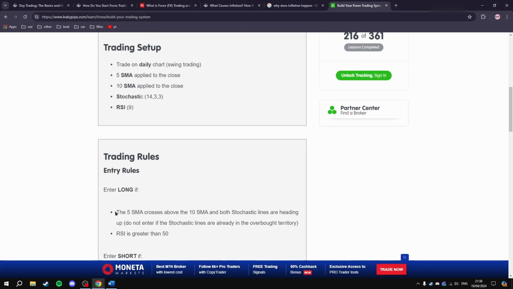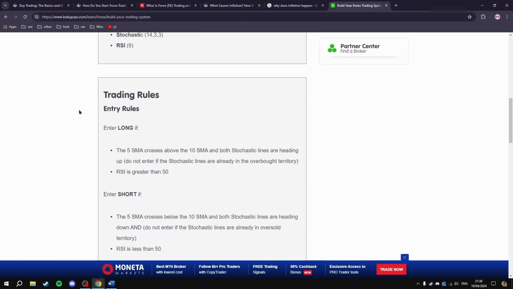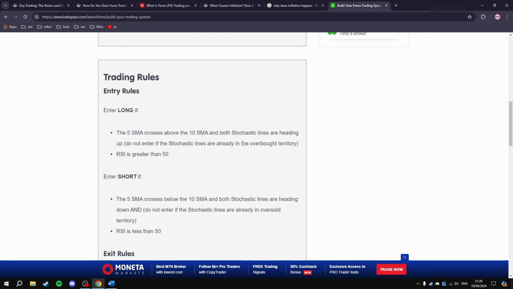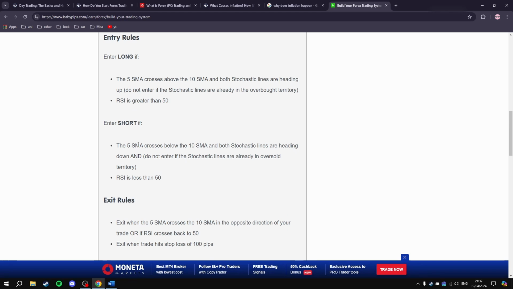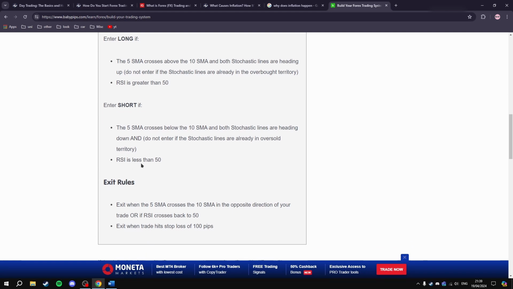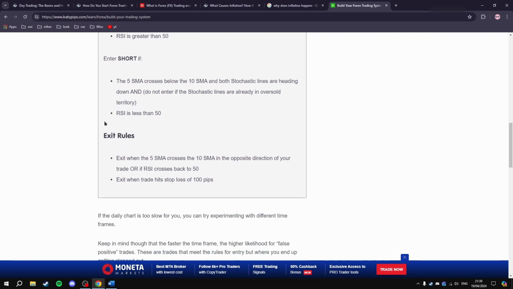Define entries and exits. Trading rules. Entry rules. Enter long if the 5 simple moving average crosses above the 10 simple moving average and both stochastic lines are heading up. Do not enter if the stochastic lines are already in overbought territory. Relative strength index is greater than 50. Enter short if the 5 simple moving average crosses below the 10 simple moving average and both stochastic lines are heading down, and do not enter if the stochastic lines are already in oversold territory. Relative strength index is less than 50.